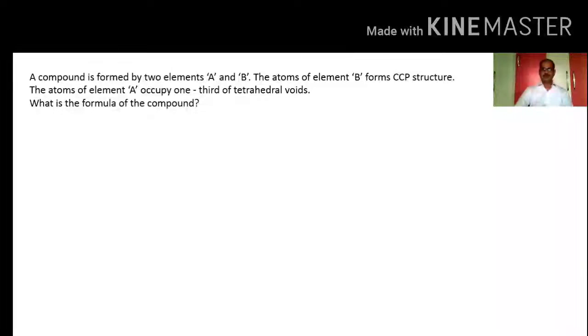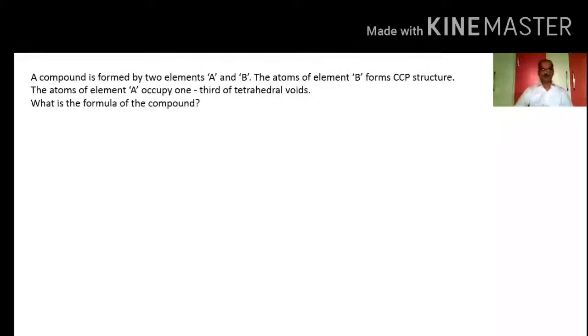There is a compound. It is formed by two elements A and B. It is observed that the atoms of element B form CCP structure, whereas the atoms of element A are present in the tetrahedral void and they occupy only 1/3 of the tetrahedral void. Means all the tetrahedral voids are not occupied by the atoms of element A. 1/3 will be occupied and the remaining 2/3 will be empty. With this information, now I have to find out what is the formula of the compound.